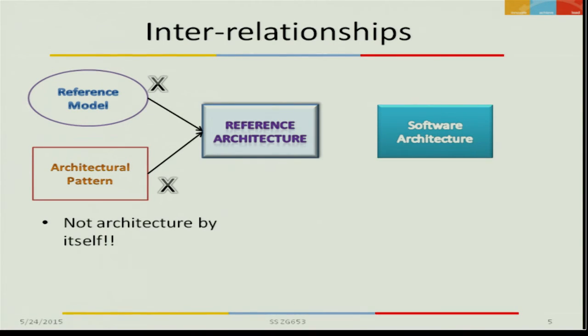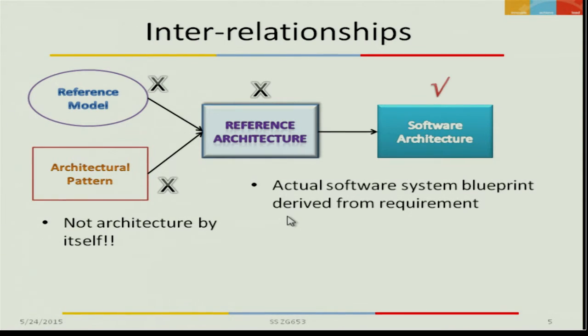But software architecture is essentially created from a reference architecture. That's a specific instance of reference architecture. There you instantiate each element with real modules that are going to be implemented, and you address a lot of other concerns. You add a lot more details, and that makes it a software architecture. So it is basically an actual software system that is derived from the requirement. So this one is essentially created from the requirement.